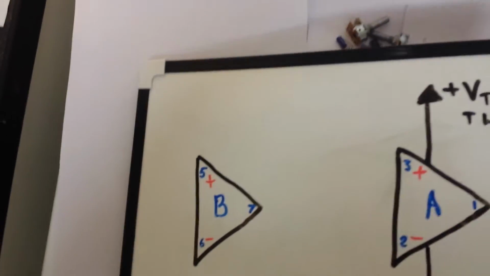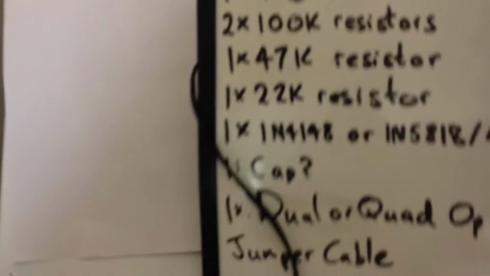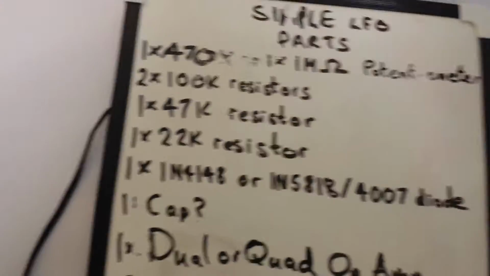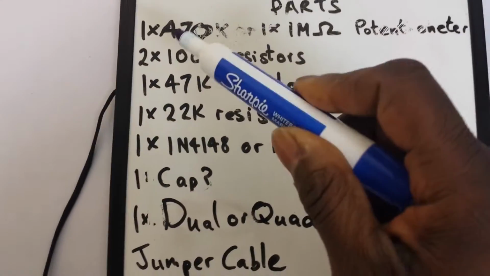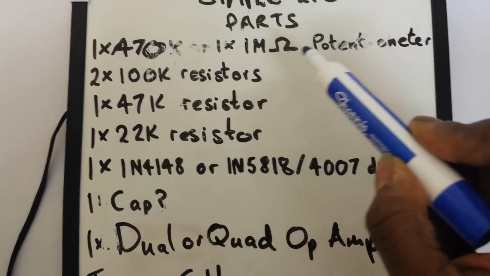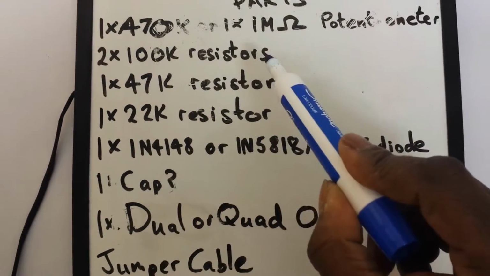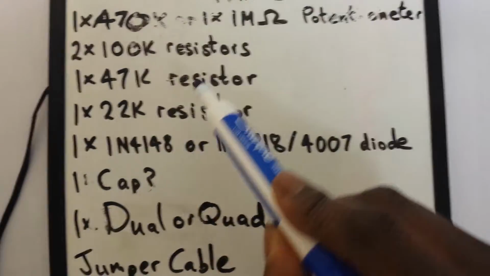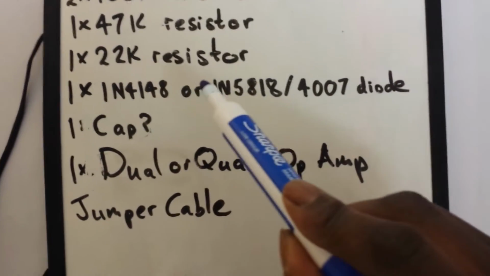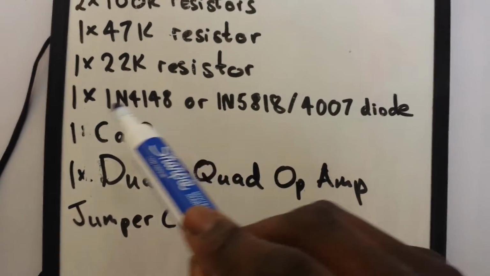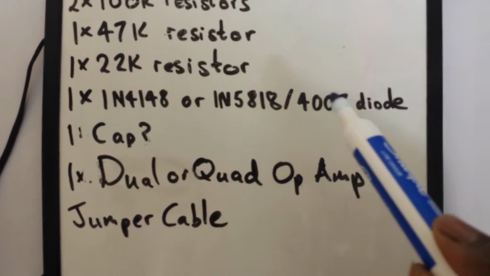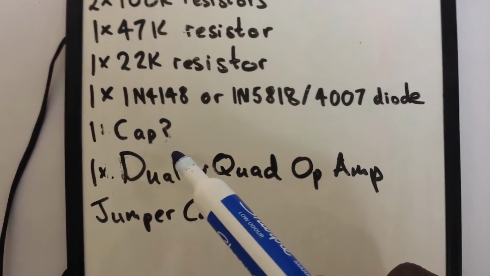Now if I just flip this board over, I'm going to quickly show you a list of all the parts that you will need to build this. So you're going to need one 470k or one 1 mega ohm potentiometer, 2 100k resistors, 1 47k resistor, 1 22k resistor, and any one of these diodes. You can try them out, whatever you kind of have to hand really. Try and go for these type as opposed to any kind of Zener diodes.